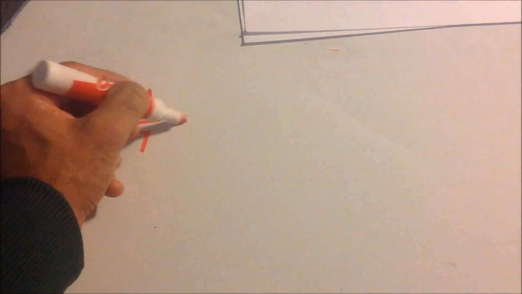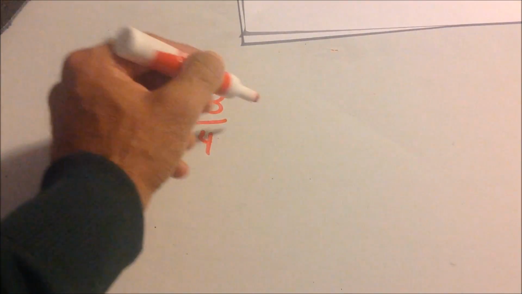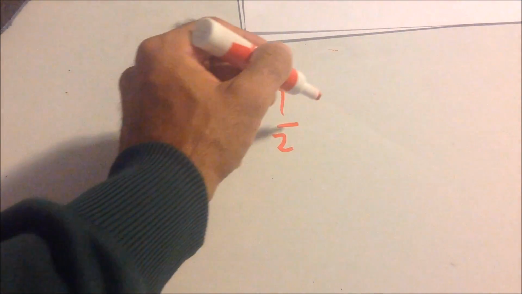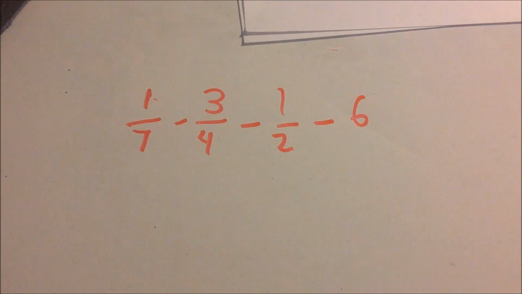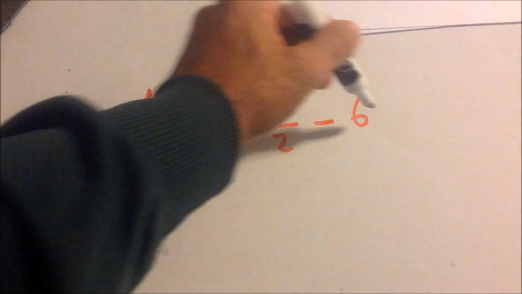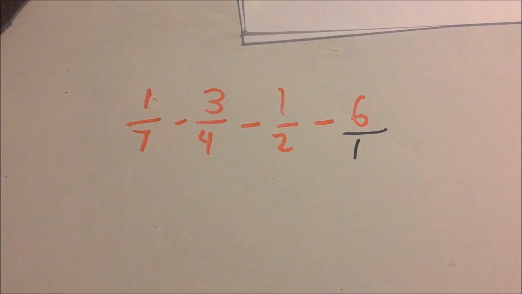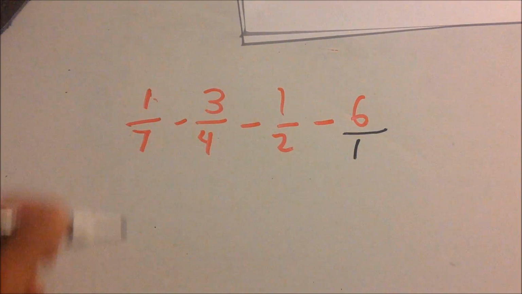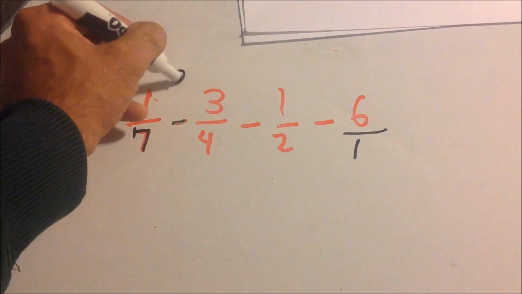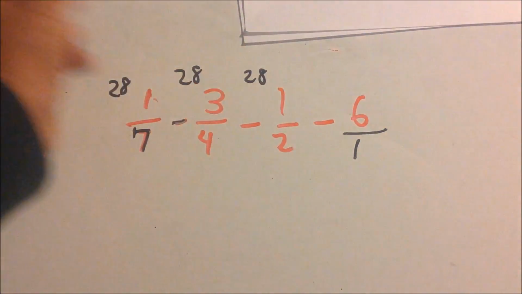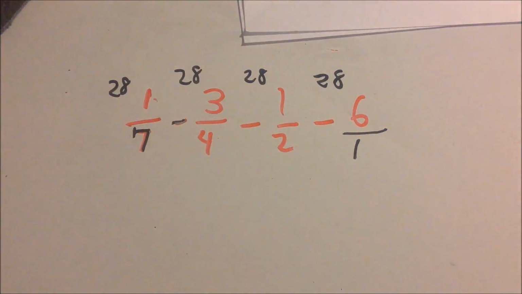So let's do another one. Okay, what if we had, make another one over here, 1/7 minus 3/4 minus 1/2 and minus 6? What do we do there? Well, again, find the common denominator. We want to make that 6 over 1. So the lowest common denominator here is 28. 7 goes into 28, 4 goes into 28, 2 goes into 28, and we know 1 does too.